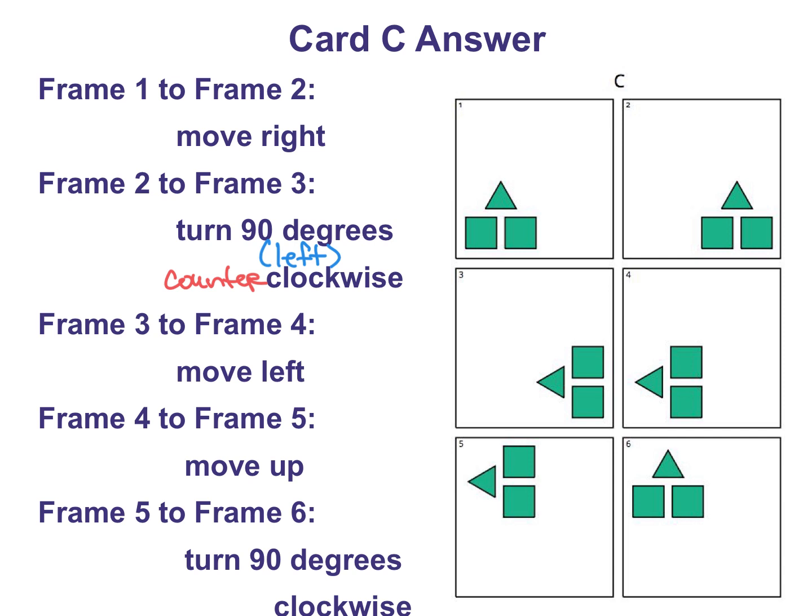4 to 5, we moved up or slid up. And then 5 to 6, we turned 90 degrees clockwise, which is also known as to the right. Clockwise and counterclockwise actually come from a physical, not digital, analog clock, the ones that have the little hands on it. If you watch a clock, clockwise is to the right, counterclockwise, or backwards clockwise, is to the left.